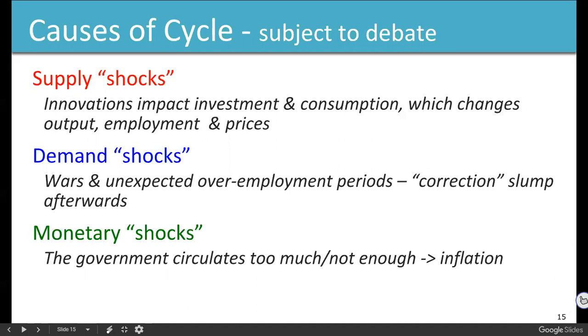Anything that hiccups that the producers have can speed up or slow down the economy. Hiccups that you and I as customers have can speed up or slow down the economy. And then actions that the government takes can speed up and slow down the economy. And I'll give more detail on that at a slightly different time.